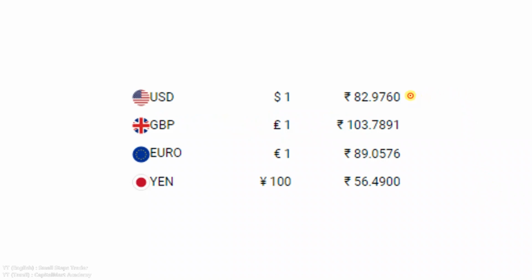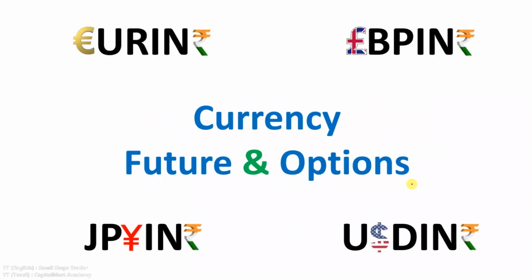USDINR 82 rupees 97 paise. GBP 103 rupees 78 paise. Euro 89 rupees 5 paise. Yen 56 rupees 49 paise. Now we will see the currency charts.